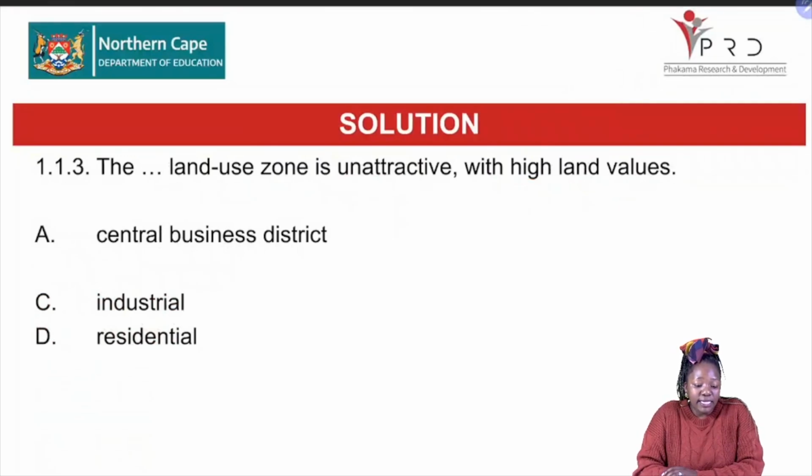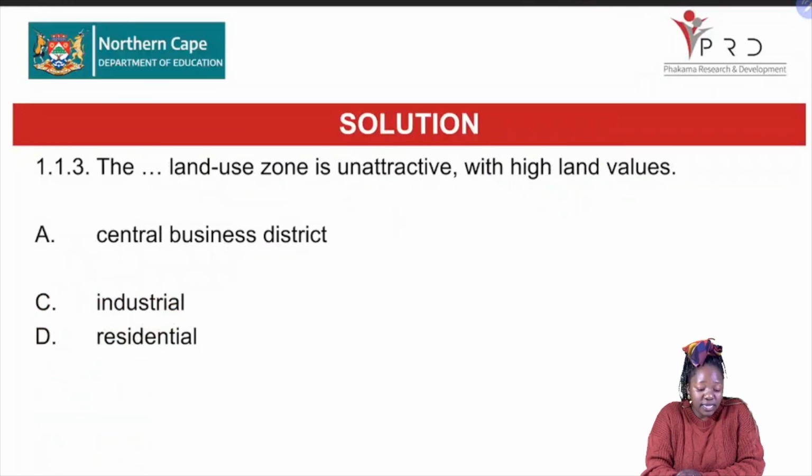Right? Remember, I said you need to start by eliminating the ones that are wrong so that you can be left with 2 or just 1 that will make your answer correct. So looking at the land use zone that is unattractive but with a high land value. So looking at the central business district, which is the CBD. Remember the CBD has the tallest buildings, and even though it is congested, it has a high land value also. So we are looking for the one that is unattractive. Then you're looking at option C.